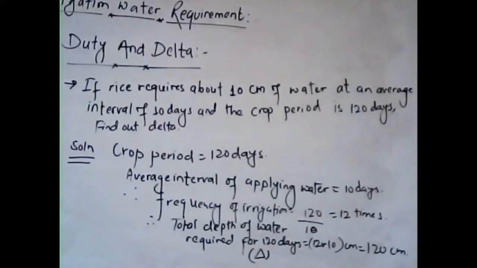So the total depth of water required for 120 days, that is delta, equals 12, the number of times you are applying the irrigation water, and at one time you are applying 10 centimeters. So 12 times you are applying, 12 into 10 equals 120 centimeters. This 120 centimeters is the actual depth of water required for that crop period. So this is known as your delta.